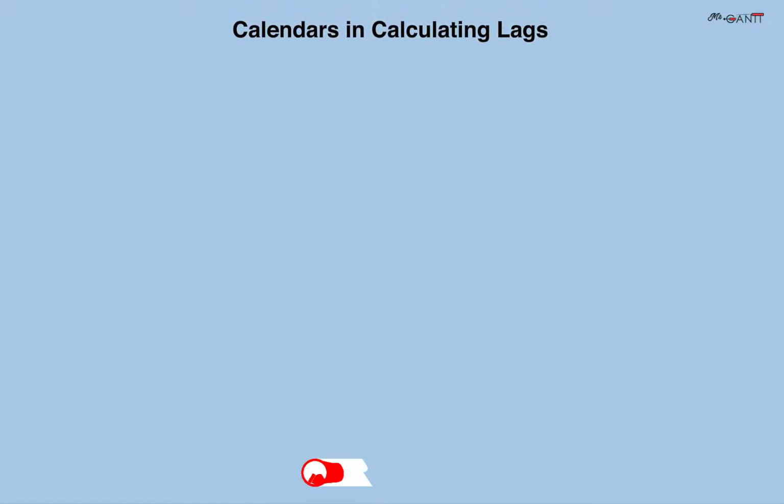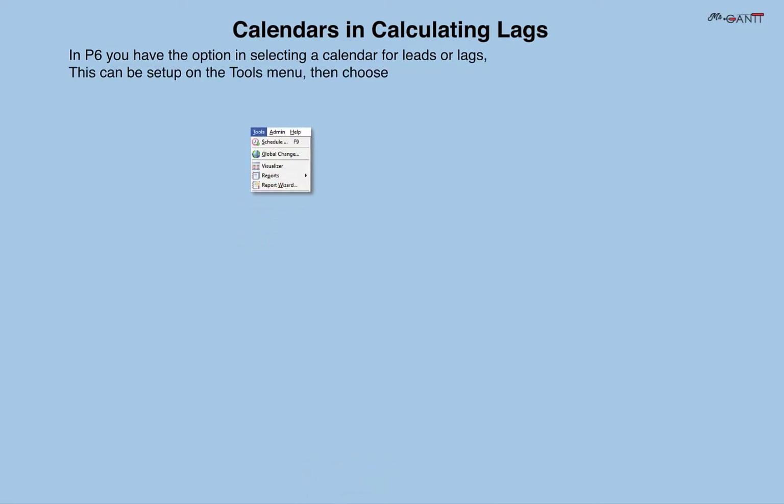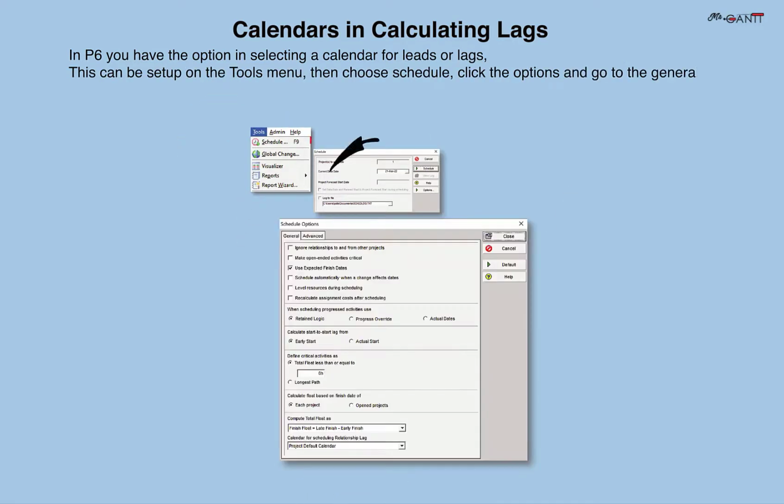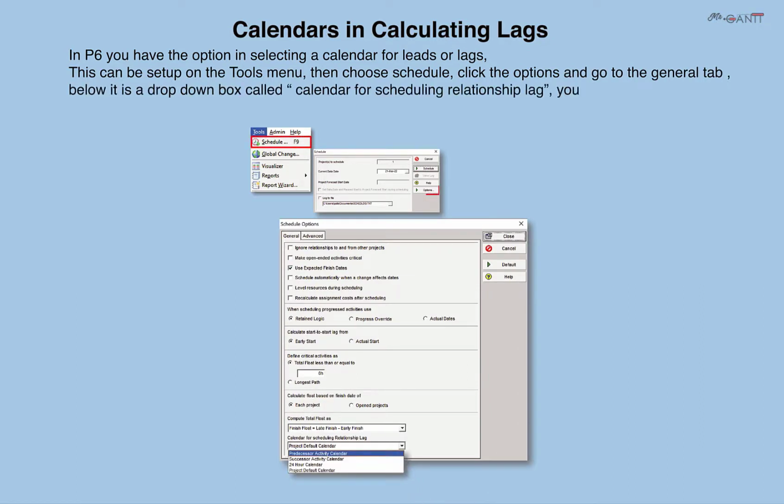Default calendars in calculating lags. In P6, you have the option of selecting a calendar for leads or lags. This can be set up on the Tools menu, then choose Schedule, click Options, and go to the General tab. Below, there is a drop-down box called Calendar for Scheduling Relationship Lag. You have 4 options on how a lag is calculated in the schedule. We'll discuss this topic in future lessons.